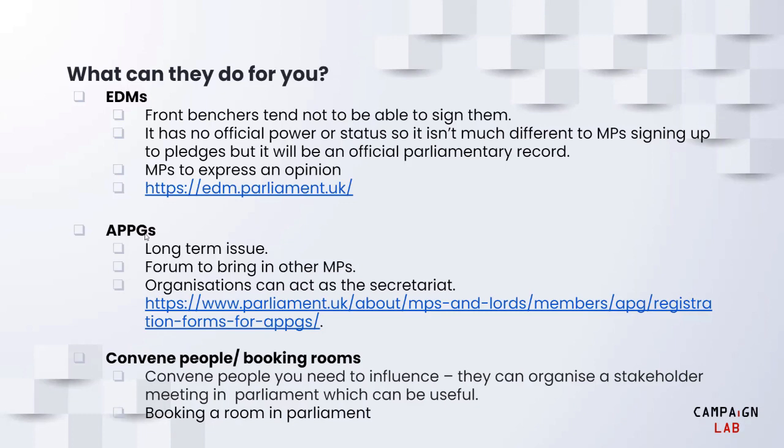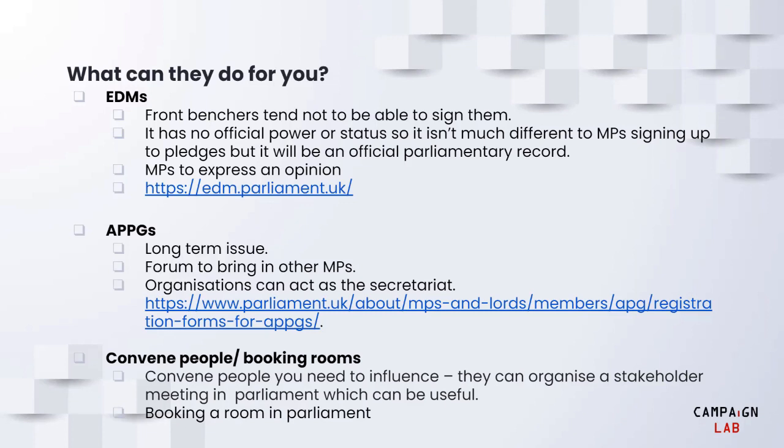The other thing they can do is set up an APPG, which is an all-party parliamentary group. These tend to be really good for shifting focus to a long-term issue. If you've got a campaign or an issue that's going to keep being around, that you want to raise the salience of, setting up an APPG and being committed to it for a long period is definitely worthwhile, because it keeps it on the radar as an issue.